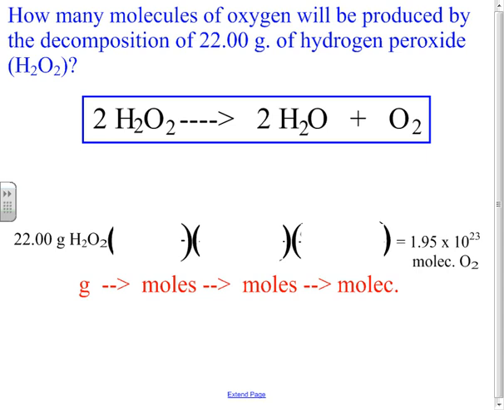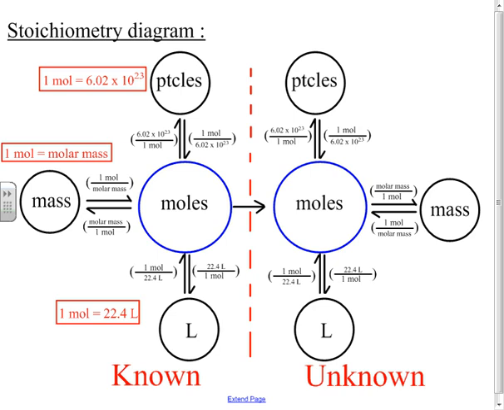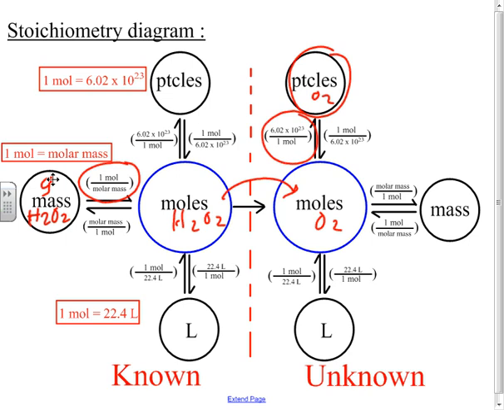I'd encourage you, write down what you're given. We have 22.00 grams of hydrogen peroxide, and we want to find out how many molecules of oxygen. So we have to go from grams of hydrogen peroxide to moles of hydrogen peroxide to moles of oxygen to molecules of oxygen. Or if you prefer the mole map, we are given grams of hydrogen peroxide. So we have to go to moles of hydrogen peroxide to moles of oxygen and then to particles of oxygen. So we will divide by the molar mass to get moles of hydrogen peroxide, multiply by the molar ratio to get moles of oxygen, and then multiply by Avogadro's number to get particles.